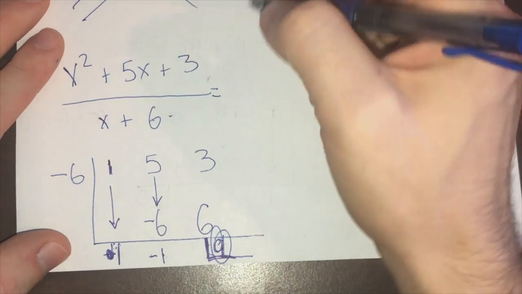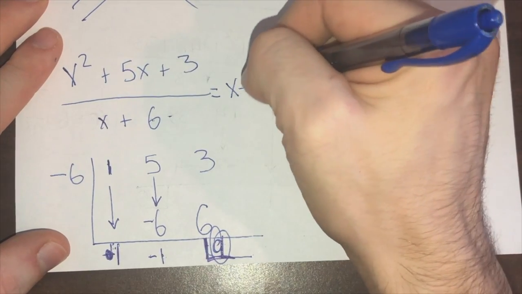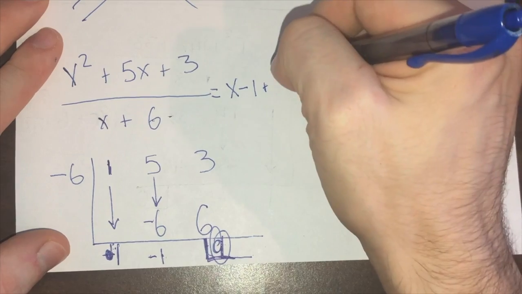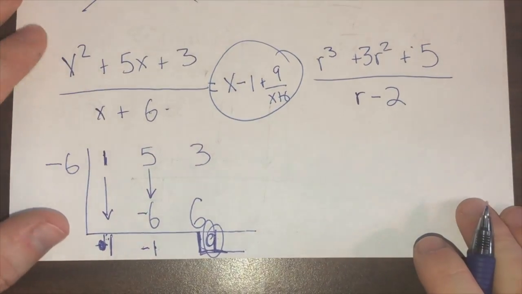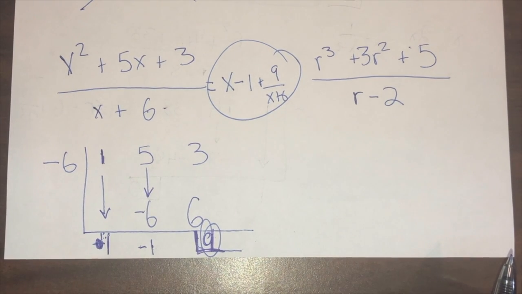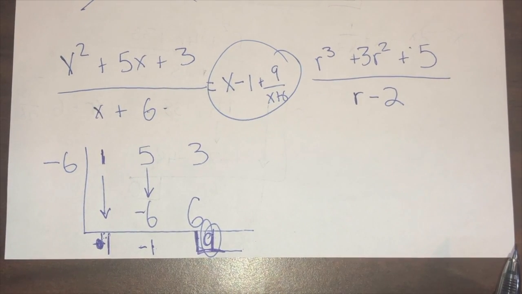So our answer is x minus 1 plus 9 over x plus 6. And that's all we can do on that one. So again, if you need a second to wind that back and take a look at it, go ahead and do that. And then in about 5 seconds, I'm going to go ahead and move forward to the next one.